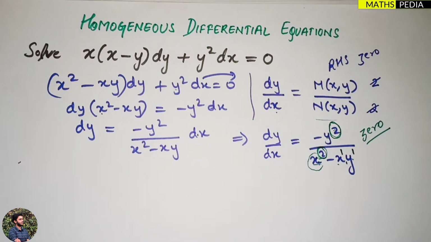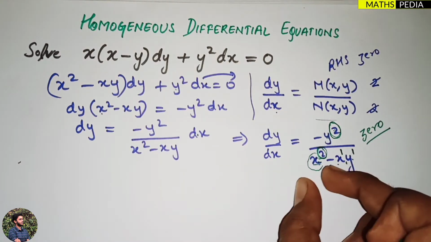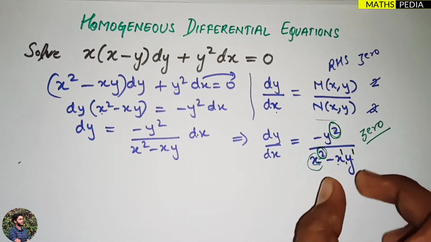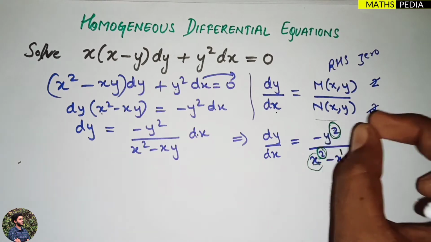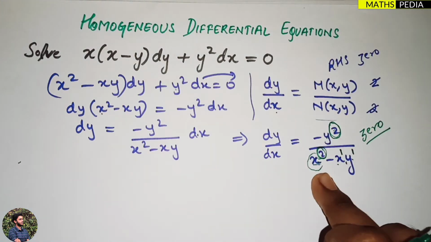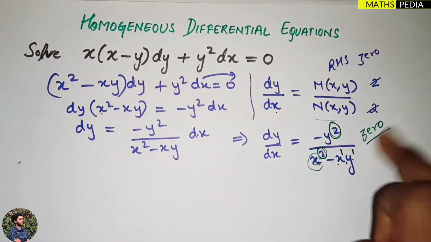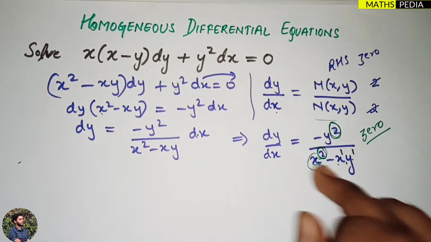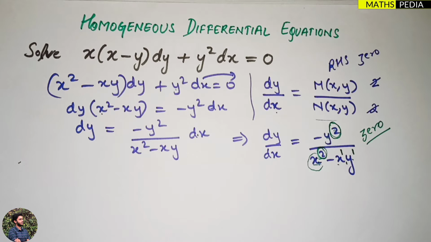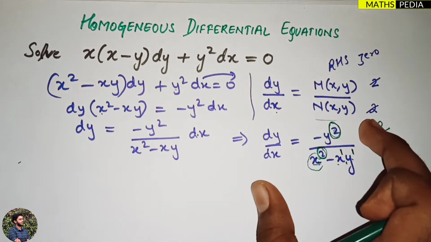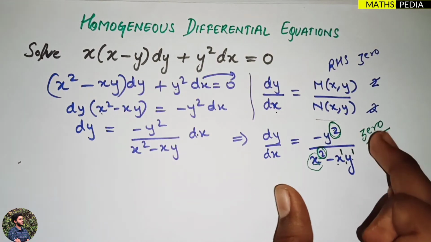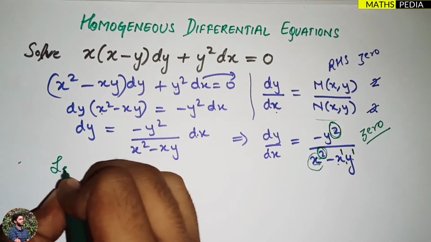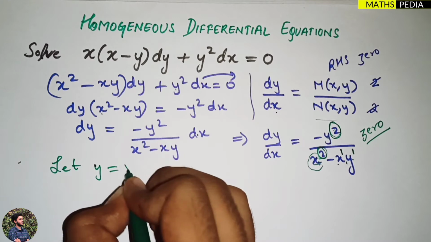Simple logic. You have to see each and every term: degree 2, degree 2, and here also degree 2. Taking degree 2 common, the numerator also has degree 2, so they cancel and what remains is 0. So this is nothing but a homogeneous differential equation. Let us proceed. How to do the steps here? It's simple. First we consider y equal to vx.